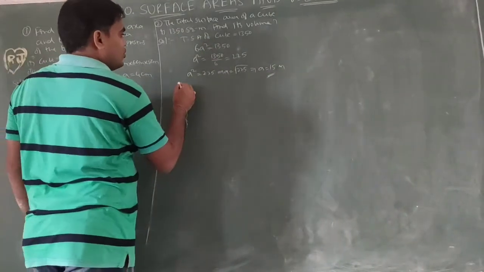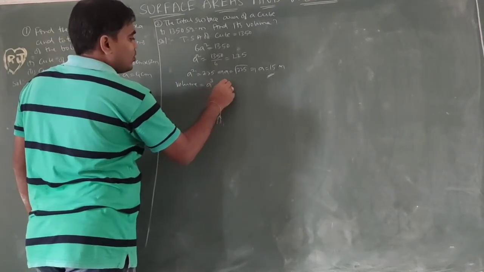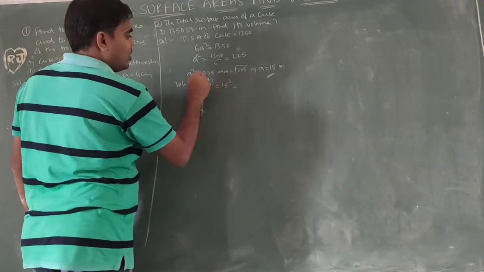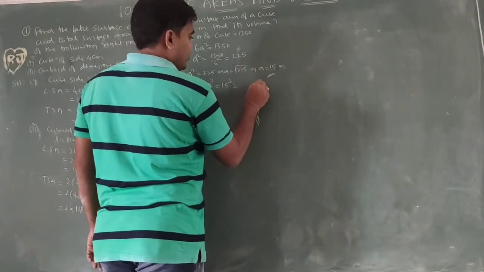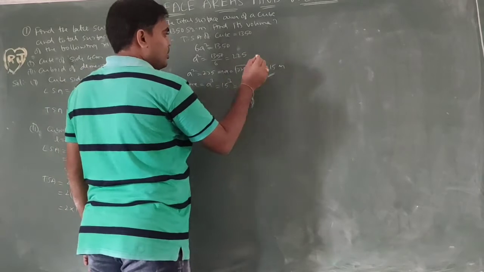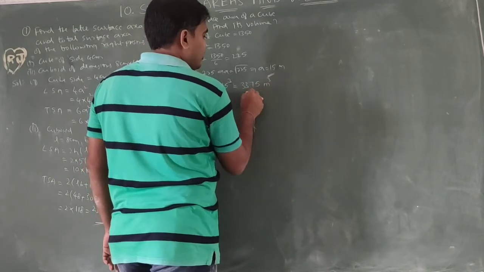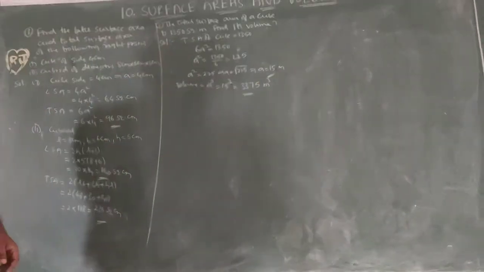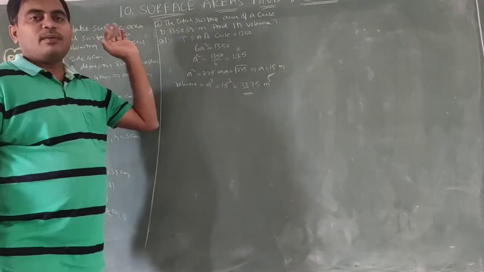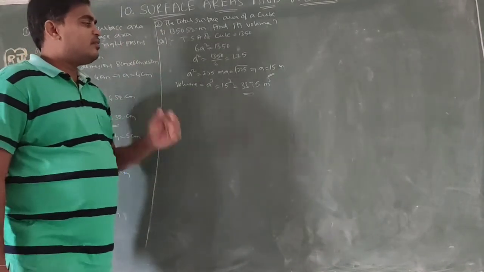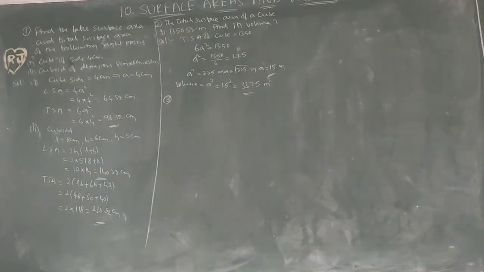So now volume formula is A cube, equal to 15 cube. 15 into 15 is 225, into 15 is 3375 cubic meters. So this is the volume. Here the total surface area is given. From that we got the side, then we find the volume.